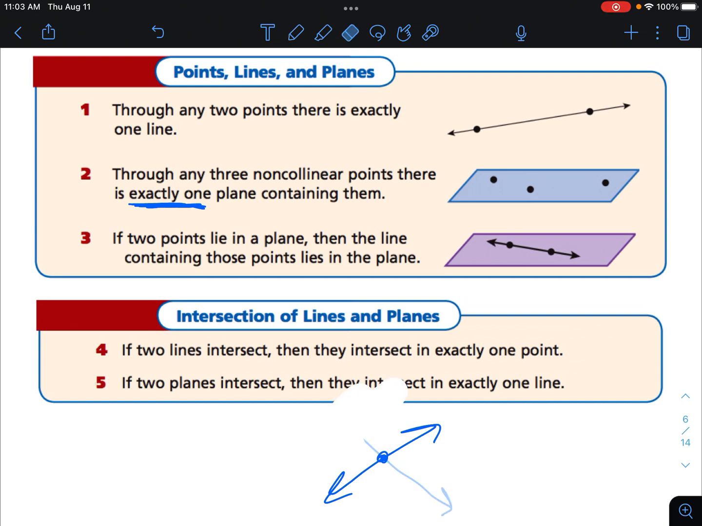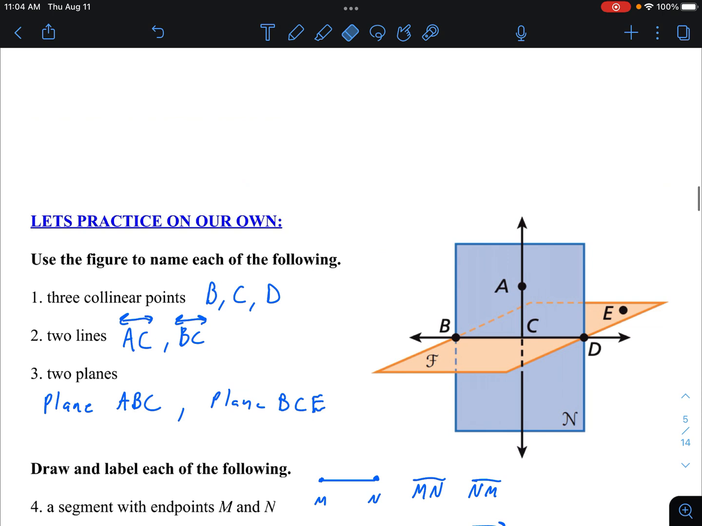Lastly, if 2 planes intersect, and again, this is a tough one to model, but if 2 planes intersect, then they intersect in exactly one line. Think about the walls in your room coming together. When those 2 walls meet, they form a line. I actually just showed you a picture of this same exact thing. You can see here in this picture, when the blue plane and the orange plane come together, they are crossing at a line. Okay.